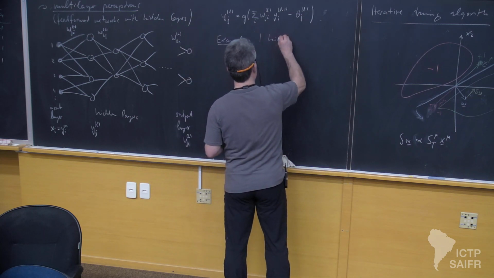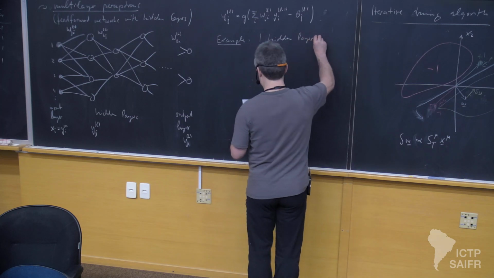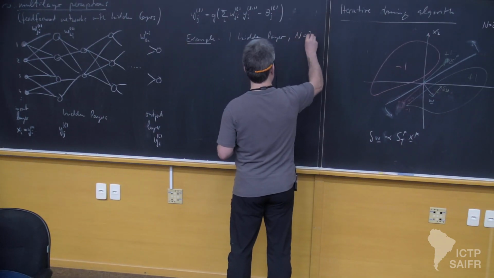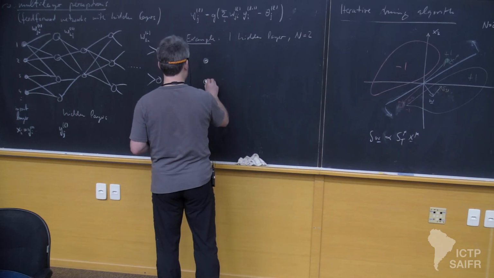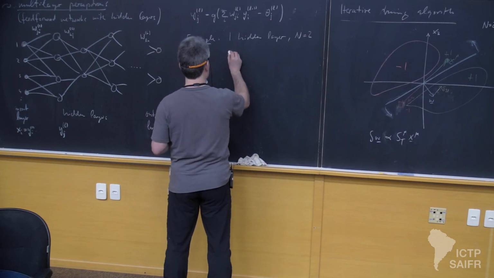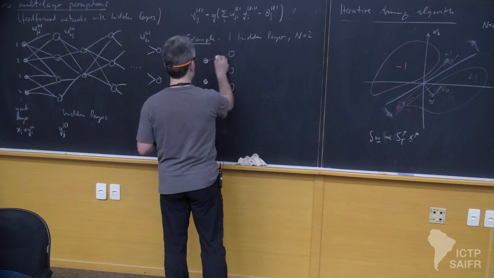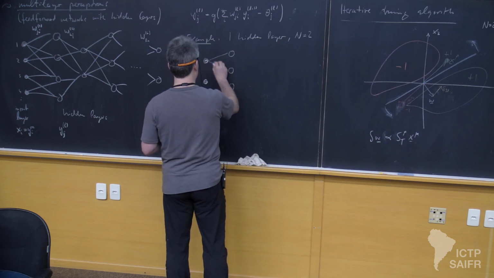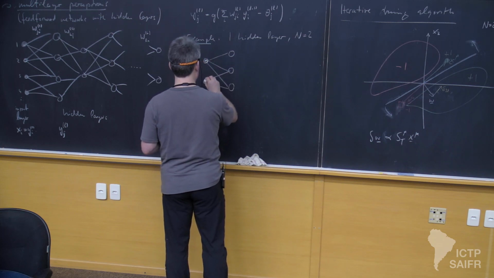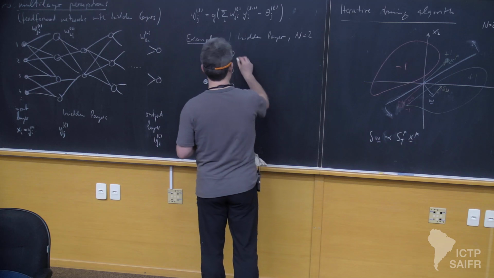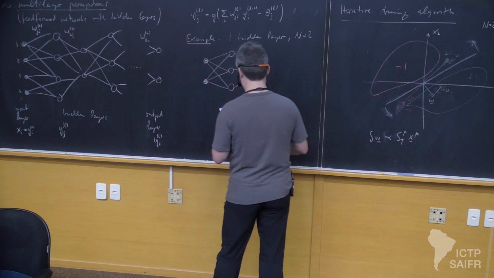Just one hidden layer. It's always nice to start simple. And n equals 2. So we look at this network here. We have 3 neurons in the hidden layer. They are all connected. And then we have one output layer here.